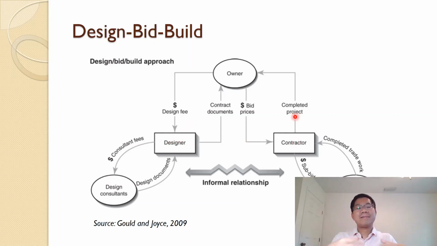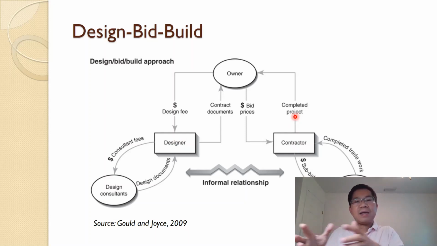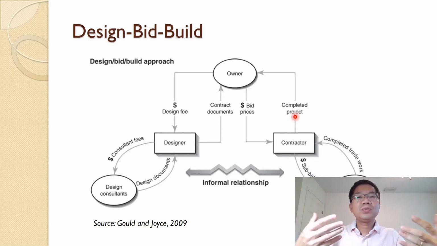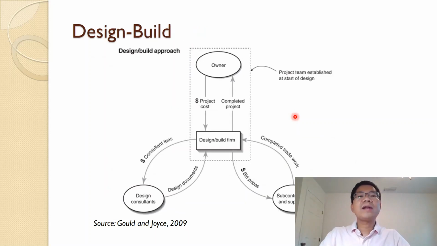As you can see in this case, you have to complete the design and then go to bid and go to build. In that linear sequence, it's difficult to do fast track, which is overlapping between design and construction, and in theory it takes longer to use this design bid build approach. The second one is design build.